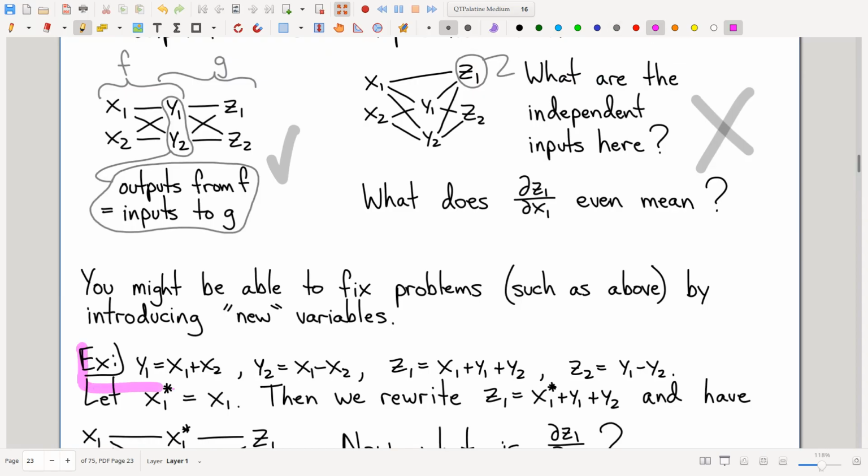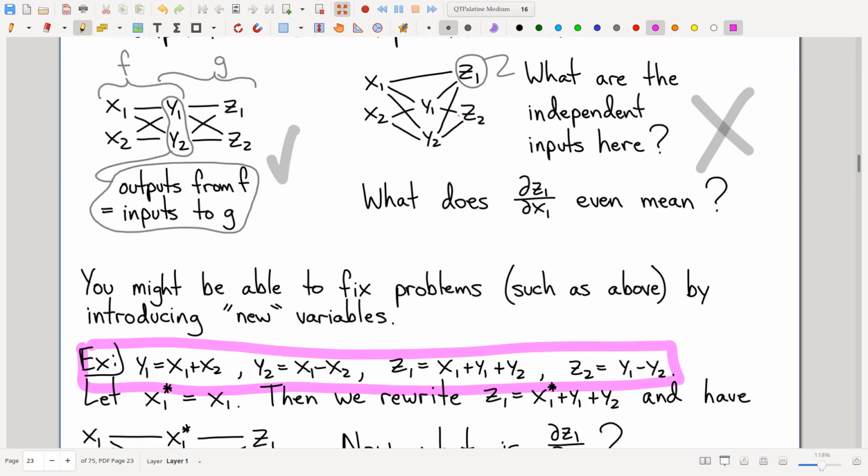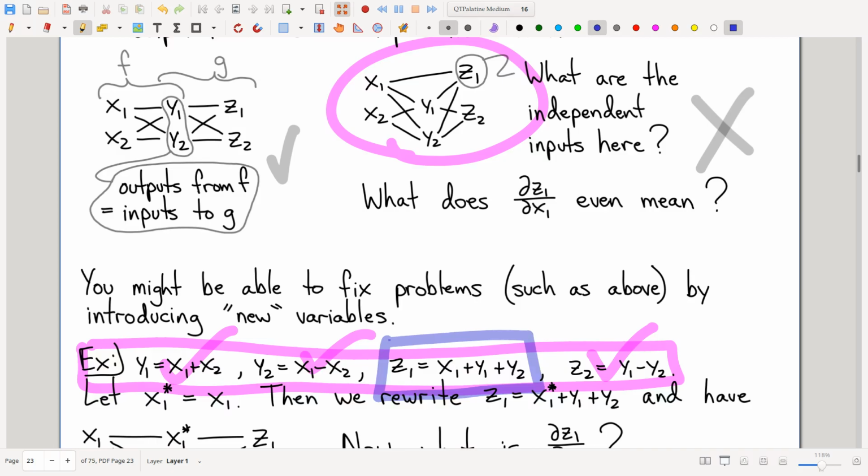This example that I'm about to do, if you were to just take these equations and produce the corresponding diagram, you would literally get exactly this. For example, you look at this equation that says Z1 is a formula involving X1, Y1, and Y2. Well, that gives you this that we already looked at. Right? So you do that for the rest of these equations and you get this diagram. Okay, so how to deal with this?